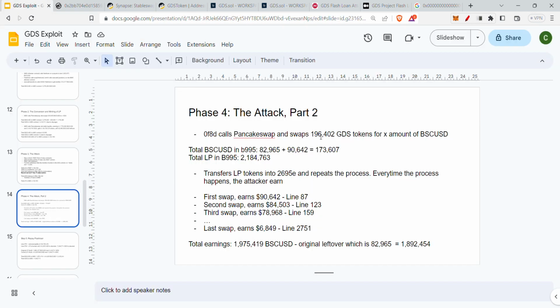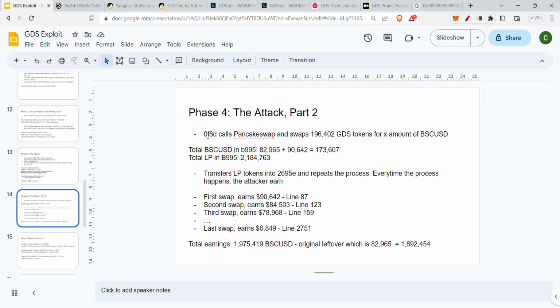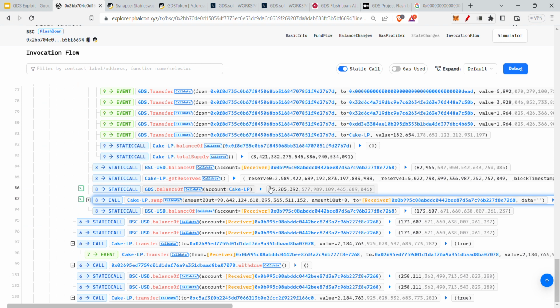So 196,402 GDS tokens gets you 90,642. After that, you see that the balance of B995 is 173,000. So what happens behind the scene here is, after this F8D7 contract gets these GDS tokens, I assume these GDS tokens are transferred back to B995, and then the swap is called. Anyways, back to here. He swapped 196,000 GDS tokens for 90,000 BSC USD tokens. And now in the B995 balance, it has 173,000.